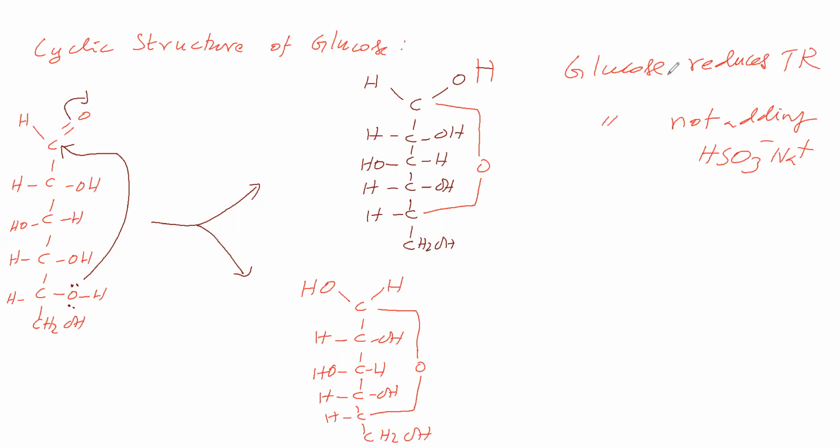Glucose reduces Tollens reagent because it has a free aldehyde group in the open chain structure. Glucose does not go for addition reaction with sodium bisulfite because it has a cyclic structure, and in the cyclic structure the free aldehyde group is not there. Instead, the first carbon is in hemiacetal form. For Tollens reagent we have to take the open chain structure, and for sodium bisulfite we have to take the cyclic structure.